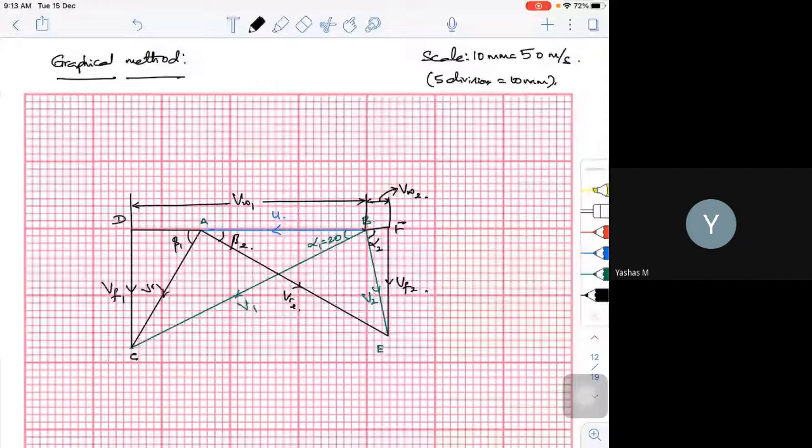Okay, fine. One assignment I want you people to do: whatever the second problem I am going to solve using trigonometric principles, try to do that as homework, drawing using the graphical method. Try to get the same values using the graphical method. Okay, let's move to problem number 2.